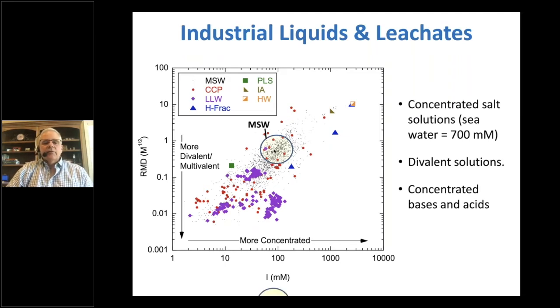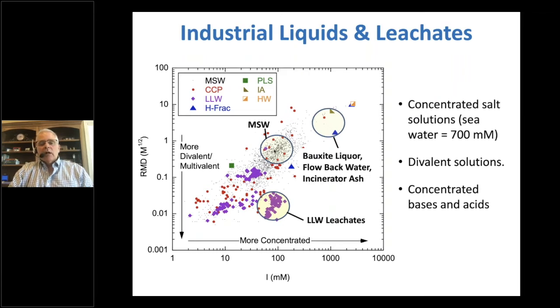But things get a little different. Like we deal with some low-level waste leachates. I deal with the low-level waste leachates for Department of Energy. Some of those leachates can be really, really divalent. They're not any more concentrated than MSW leachates, but because we use a lot of grouts for stabilizing radioactive waste forms, we can end up with very, very divalent leachates.